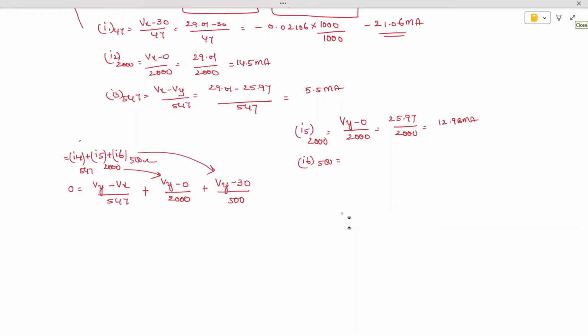Similarly, I require the current I6 across the 500 ohm resistor, which is nothing but, so this one, the 500 ohm resistor, Vy minus 30 divided by 500. So what is the value of Vy? 25.